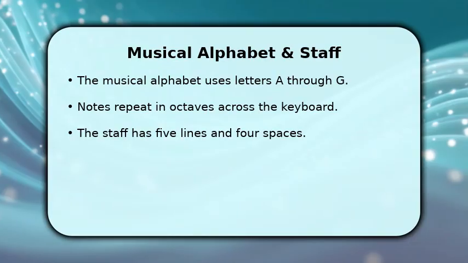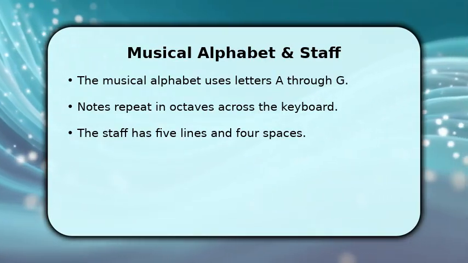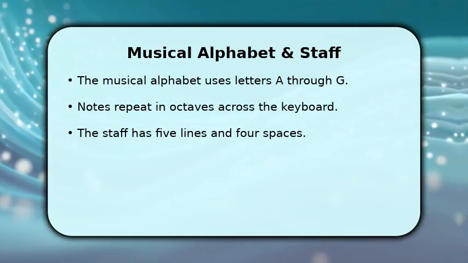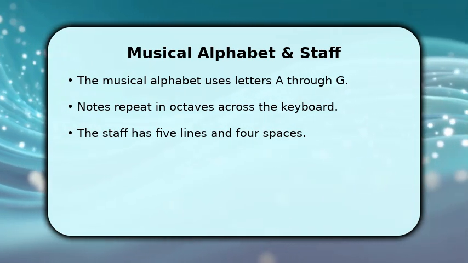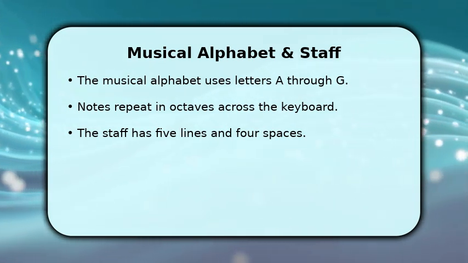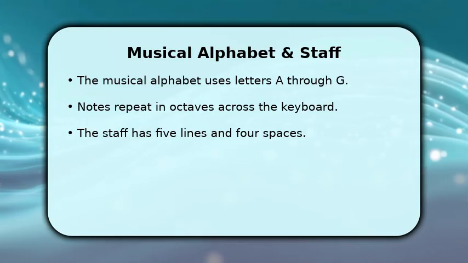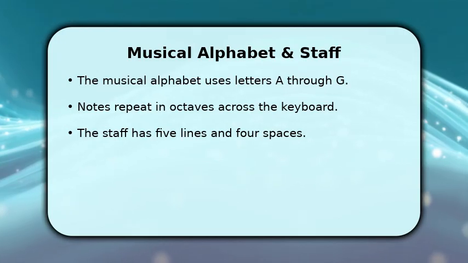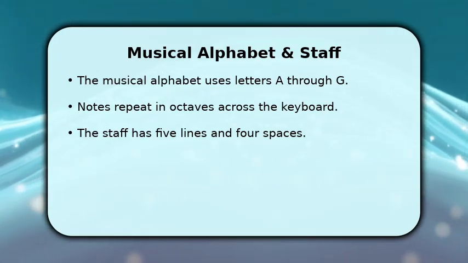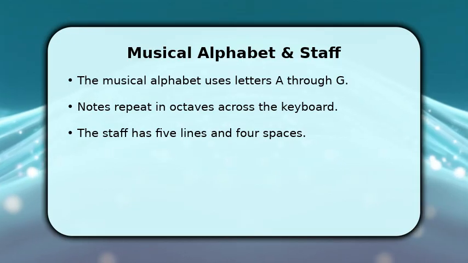The foundation of learning notes is understanding the musical alphabet, which uses letters A through G. These notes repeat in a cyclical pattern across different octaves. The musical staff, with its 5 lines and 4 spaces, provides the framework for writing and reading music. Ledger lines are used to extend the range of notes beyond the standard staff.